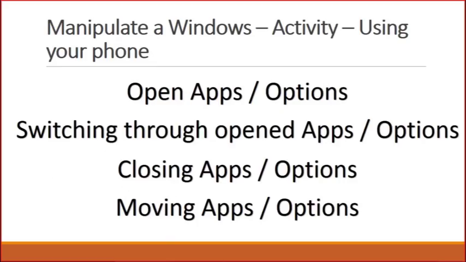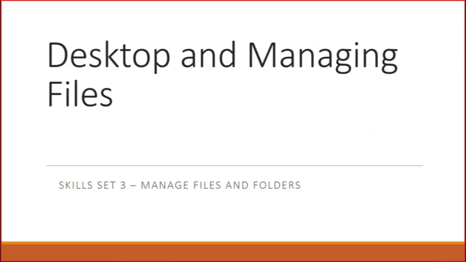So you can open the apps, what are the different options, right? Then switching through the open apps. If you are using your mobile phone, you can open many apps at a given time. So how to switch through? You can show it again based on the operating system, Android or Apple, whatever, you can demonstrate using your phone. Then how to close the apps, how to move in the apps also can be done.